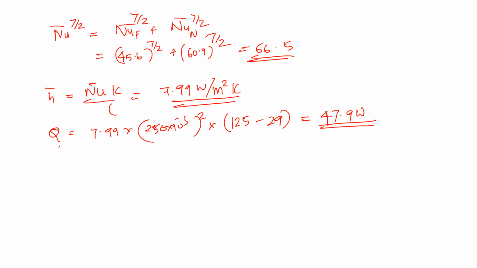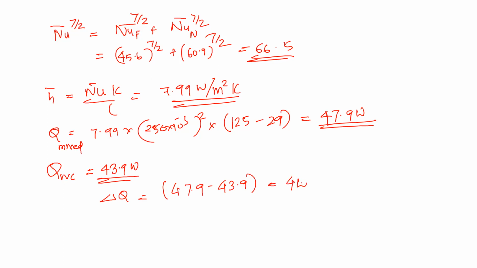So this is actually mixed. What was the natural convection initial case? That is 43.9 watts. So what is the delta Q? 47.9 minus 43.9. That is nearly 4 watts. So there is only a slight increase in heat transfer. So this method doesn't add much to the heat value.